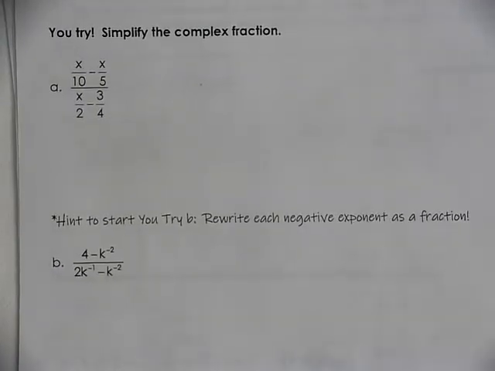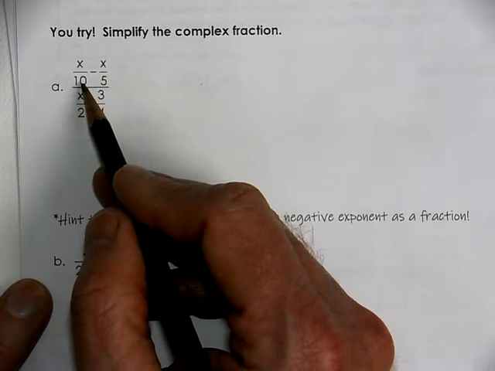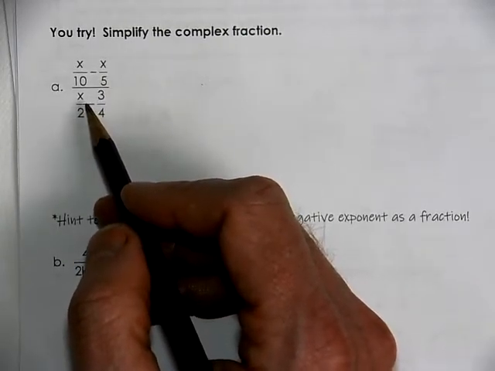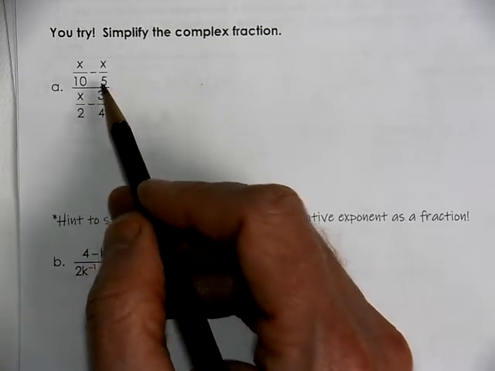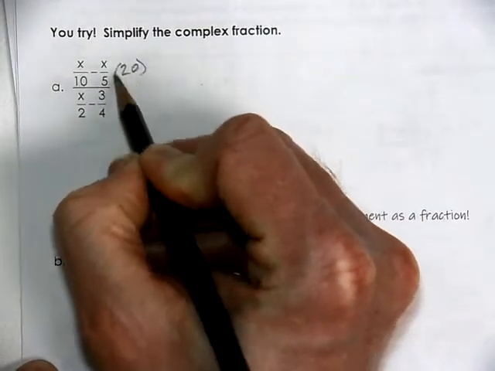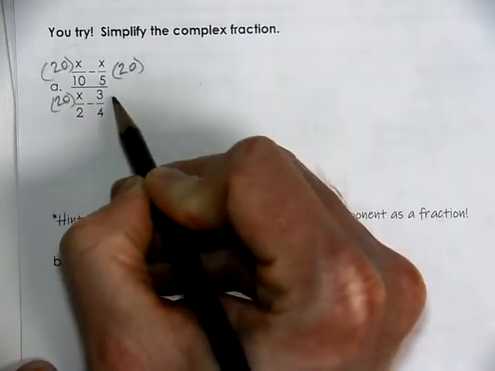So this complex fraction is a U-try. So you go ahead, give this one a thought, pause the video, give it a try, run the video, and see what you think. So here we're looking for our least common denominator, or even least common multiple. What do 10, 5, 2, and 4 all go into? They all go into 20. So we're going to multiply 20 to all of our terms.